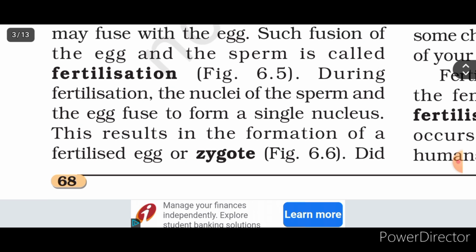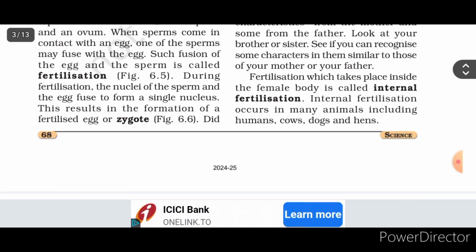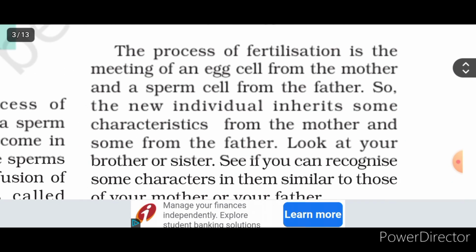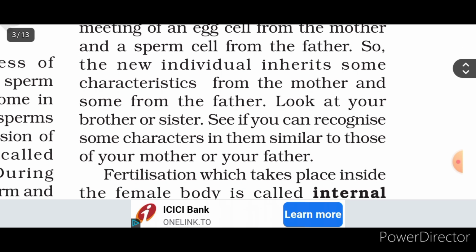Zygote. During fertilization, the nuclei of the sperm and the egg fuse to form a single nucleus. This results in the formation of a fertilized egg or zygote. The process of fertilization is the meeting of an egg cell from the mother and a sperm cell from the father. So the new individual inherits some characteristics from the mother and some from the father.